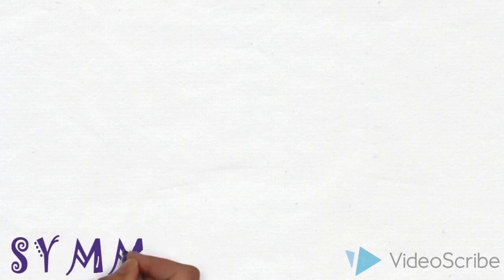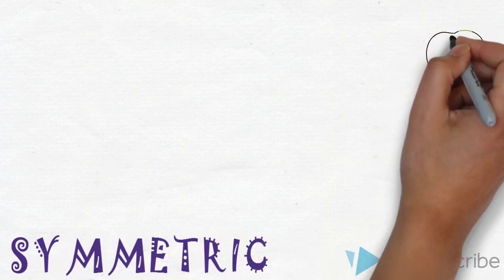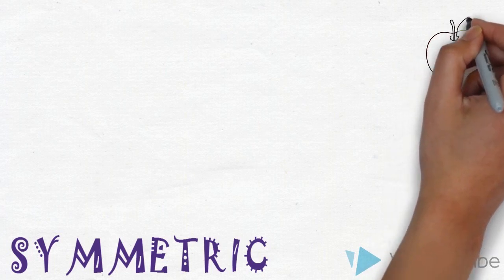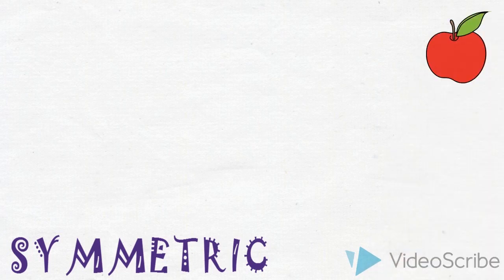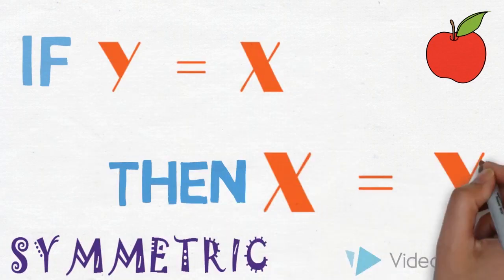The second property is symmetric. In this case, it says that if two real numbers are equal, then the order in which we write them doesn't matter, such as if y equals x, then x equals y.